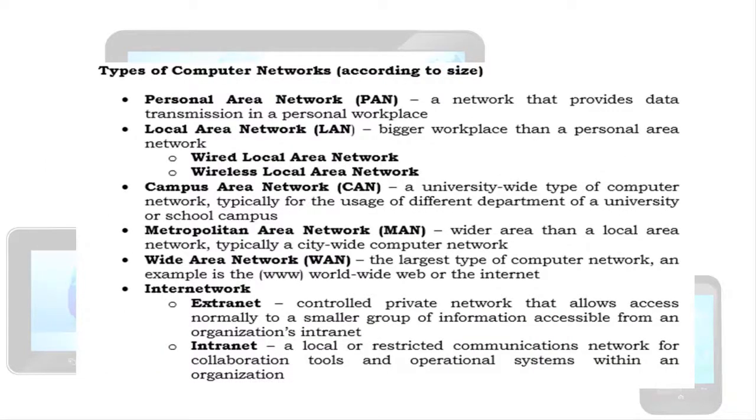Here are the types of computer networks according to size. We have the personal area network, the local area network, which has the wired and the wireless. We have also the campus area network, the metropolitan area network, wide area network, and the internetwork, which has the extranet and the intranet.